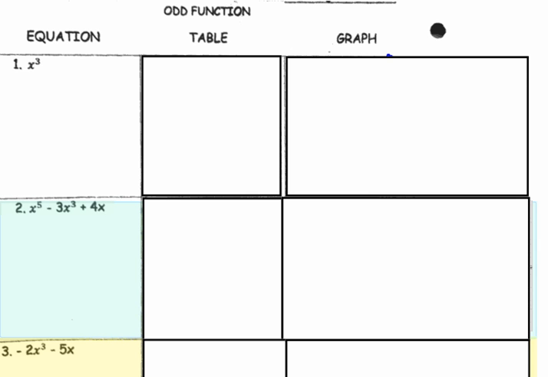We're going to talk about odd functions. Okay? Now, just like when we were talking about the even function, I want us to look at what the exponents are on these three equations we're going to look at. So the exponent for this first one right here is 3. So our exponent is 3.